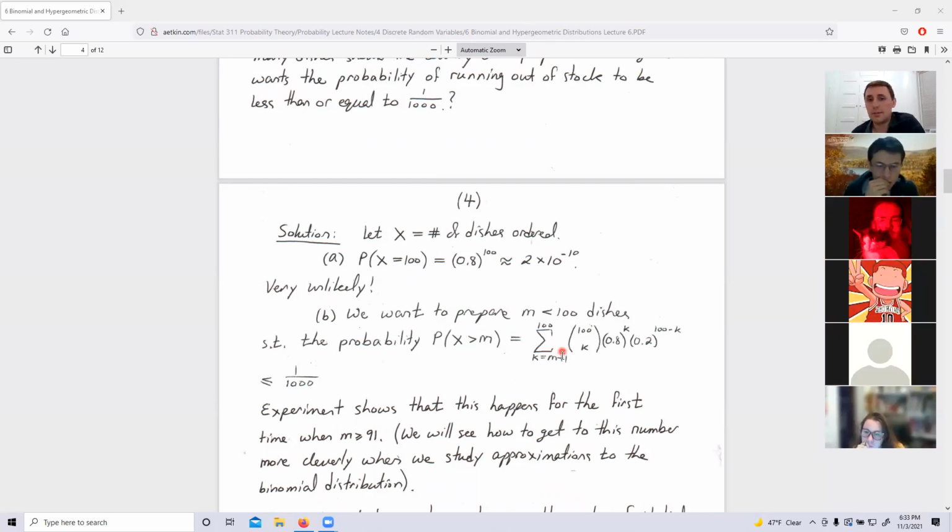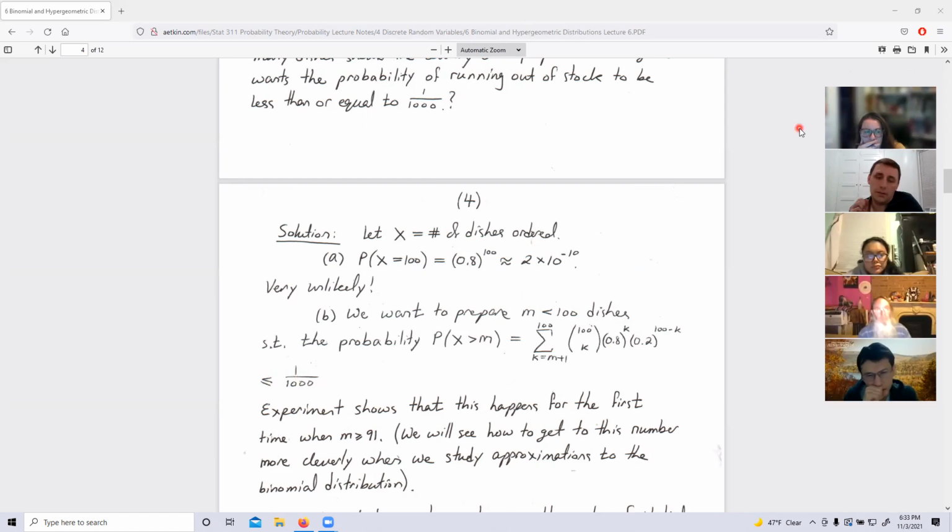Okay, that's the probability that the requests are from m plus 1 to 100, and that's 100 choose the number of requests, times the probability of that request, times the probability that the others don't have that request. It's this number, and we want it to be less than or equal to 1 in 1,000. You can actually do something much better. We will study approximations to the binomial distribution, the normal distribution and whatnot, and that is coming later.